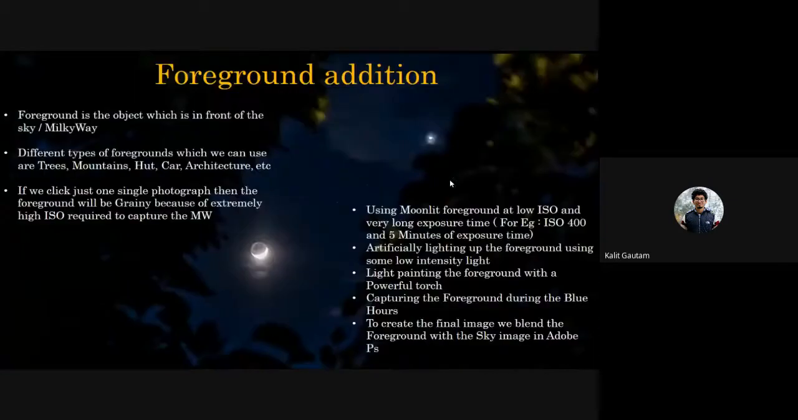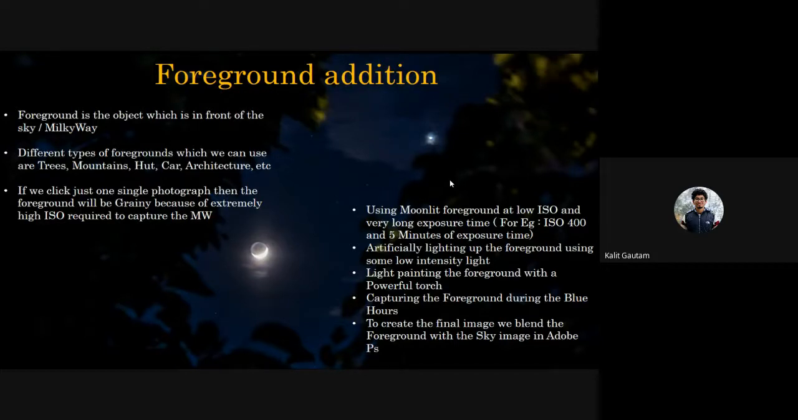So next is foreground addition. What is foreground? Foreground is any object which is in front of the sky image or in front of the Milky Way. Different types of foregrounds can be added. You can think on your own, like trees, mountains, a hut, a car, architecture, any animal. No, not any animal. The animal will start moving, but anything which is static can be added as a foreground.